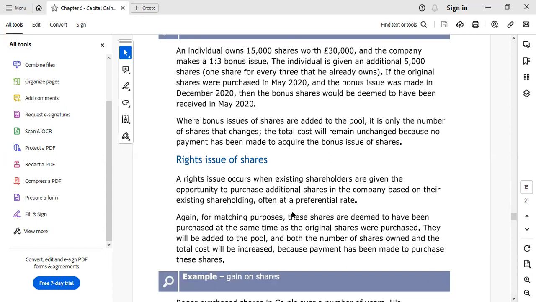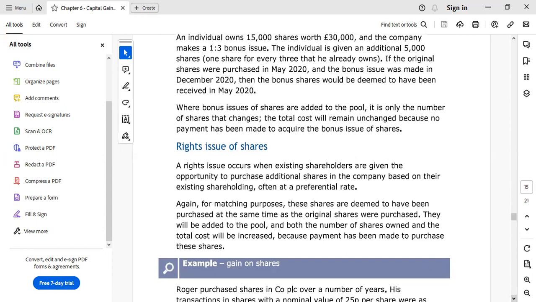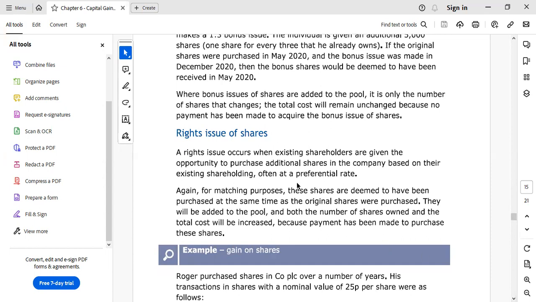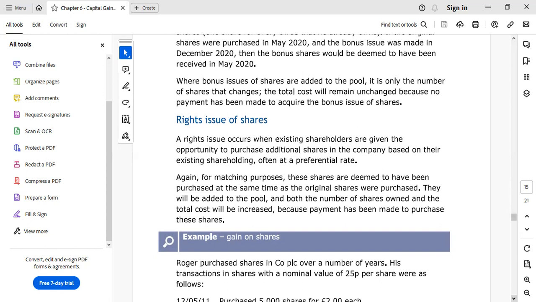The next is rights issue of shares. A rights issue occurs when existing shareholders are given the opportunity to purchase additional shares in the company based on their existing shareholding, often at a preferential rate. Again, for matching purposes, these shares are deemed to have been purchased at the same time as the original shares. They will be added to the pool, and both the number of shares owned and the total cost will be increased because payment has been made to purchase these shares. So let's see an example.